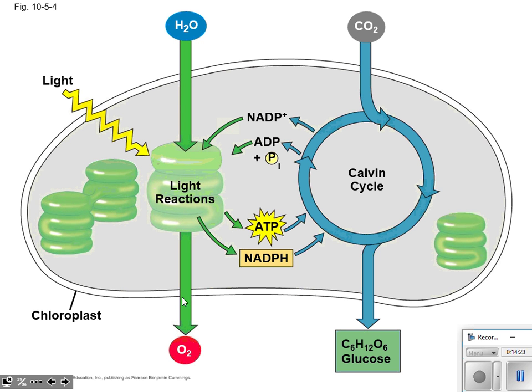Now, what is this whole thing a picture of? That's your chloroplast, right? So where does the light reaction occur? In the thylakoid. Where does the dark reaction occur? In the stroma. Okay? Light reaction in the thylakoid, dark reaction in the stroma. And remember we said that another name for a dark reaction is the Calvin cycle. Okay?